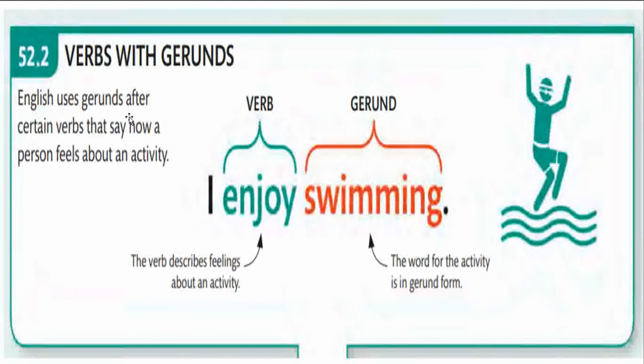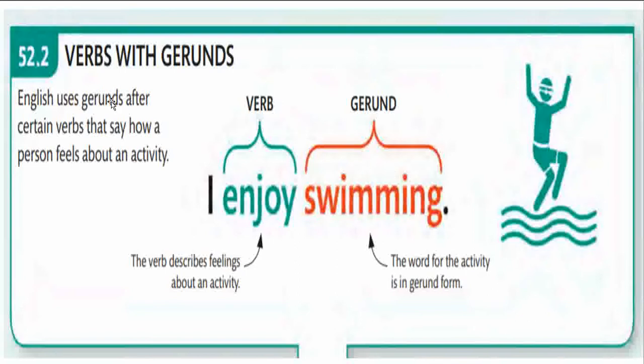And as we have learned now, gerunds can be used with certain verbs to say how a person feels about an activity. The example that we have before us is: I enjoy swimming. The verb describes the feeling of the activity. I enjoy, it's a main verb. Now the word swimming is the gerund over here. The word for the activity is in the gerund form. Now the word enjoy is the main action, and swimming is actually telling us how the person felt about it, or how the person enjoyed it, or the feeling. So the feeling is actually enjoyment, and the gerund has got the role of a noun as well as the role of a verb.